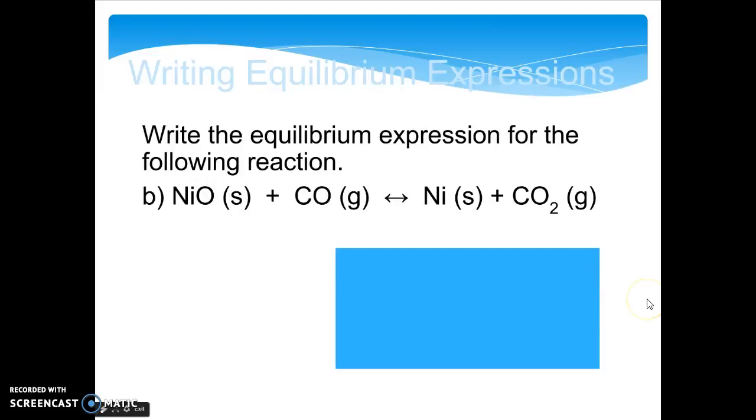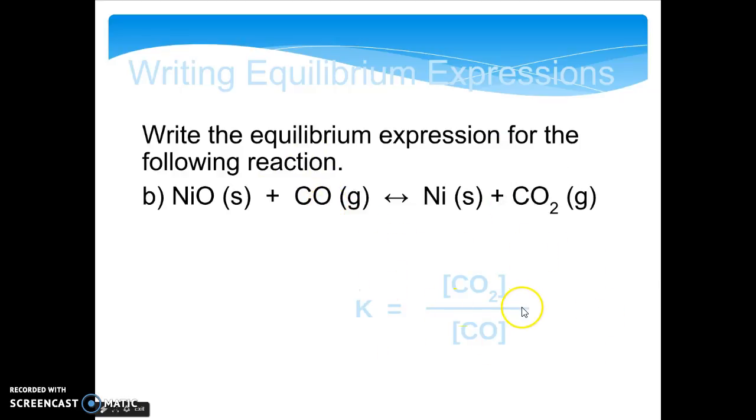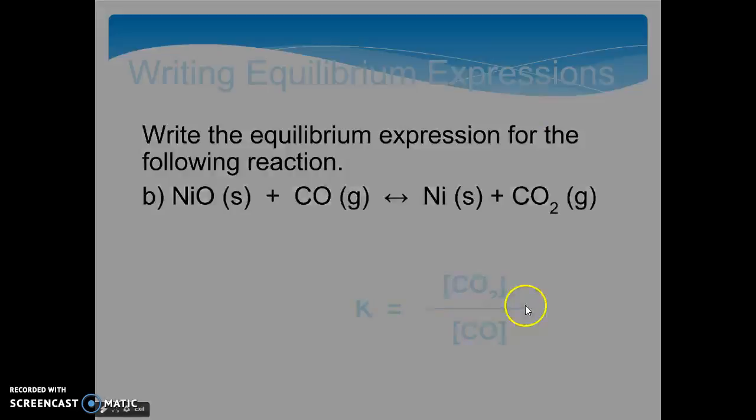Let's try this next one. Pause the video for a second and see if you can figure it out. Okay, let's check if you got it right. So notice you would not include nickel because it's solid, or you would not include nickel(II) oxide because it's also solid. So really your K expression will just have the CO2 and the CO in it. They're both gas. Notice neither one of these has coefficients, so neither will have an exponent, and it'll be the CO2, the product, over the CO, the reactant. And sure enough, this is our K expression for this equilibrium system.